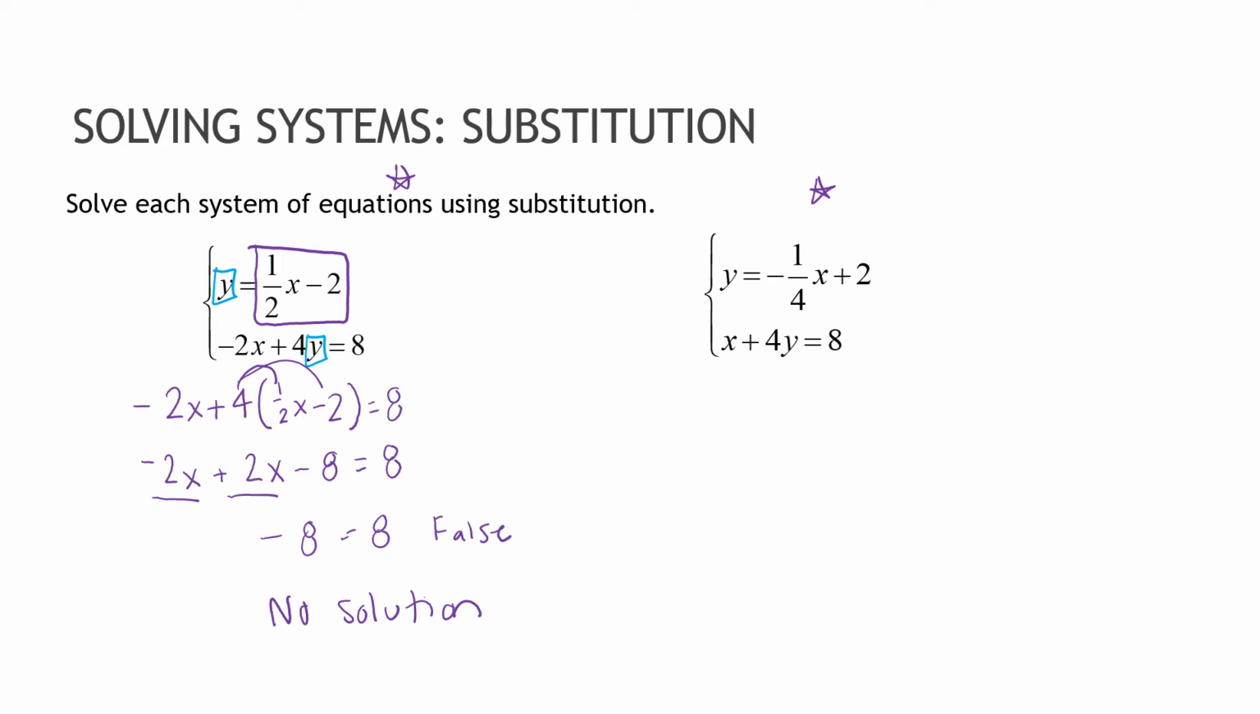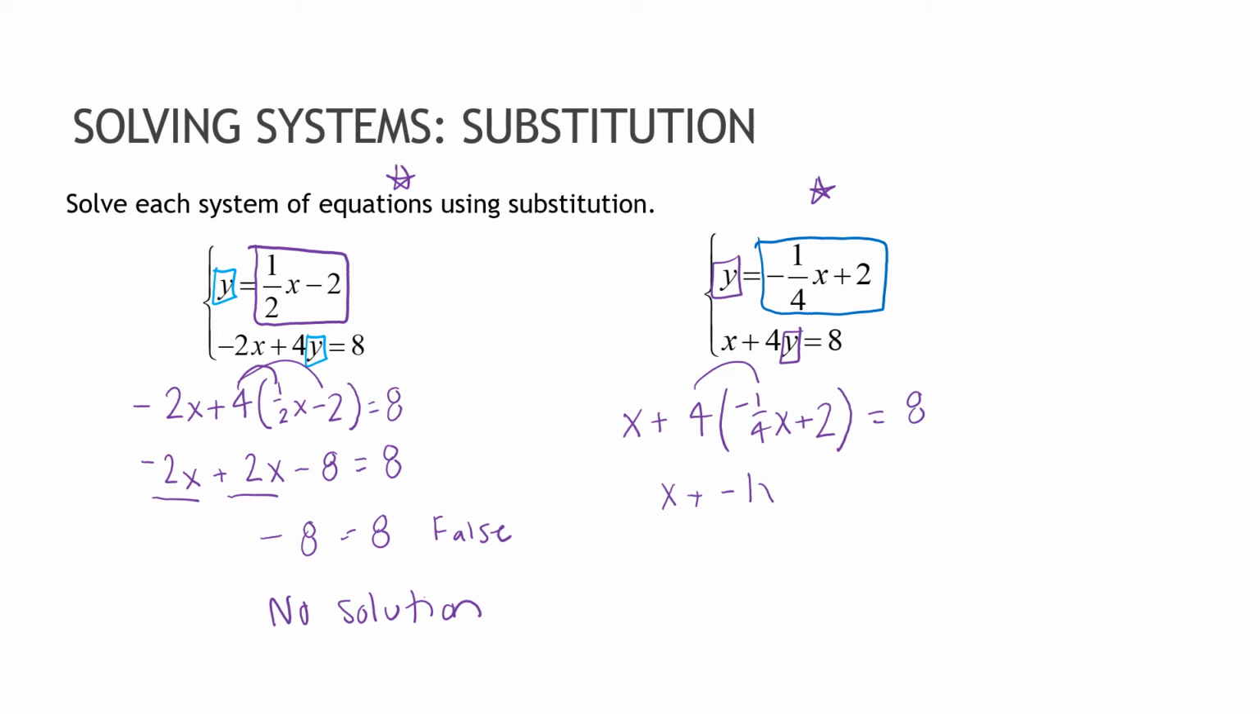The other example, again, is already set up very well for substitution because I've got the minus 1/4x plus 2 all by itself. So again, y is the variable that I'm going to use. I'm going to get x plus 4 times negative 1/4x plus 2. I'm substituting what y is equal to, rewriting the equation. That gives me x. 4 times negative 1/4 is negative 1x. 4 times 2 is 8.